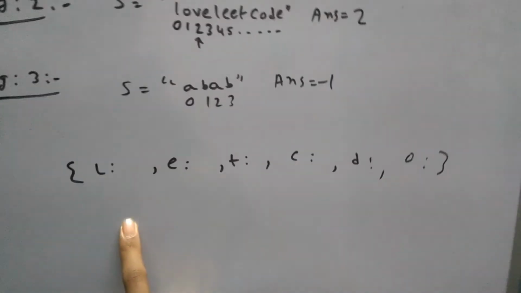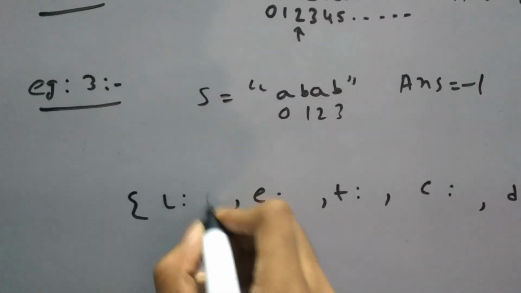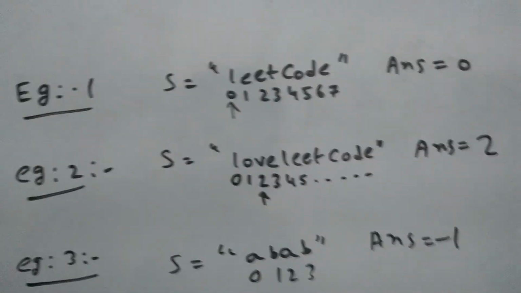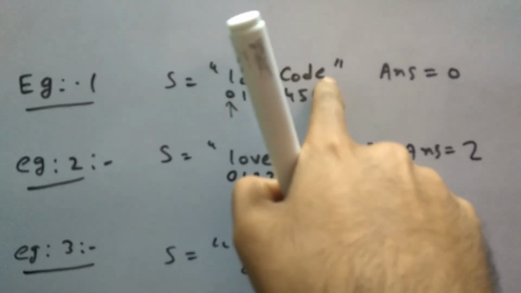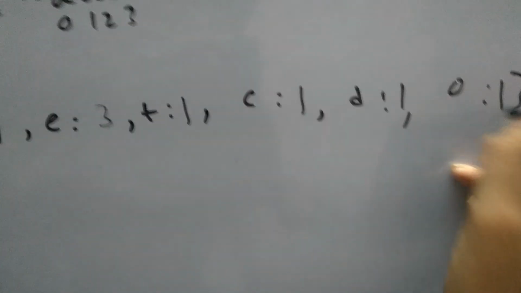So I have written down all the characters over here, and now let's count how many times L is occurring. Here L is occurring once. L is only occurring once in this string. E is occurring thrice. 1, 2, 3. So E would be 3. T only 1, C only 1, D only 1, O only 1.